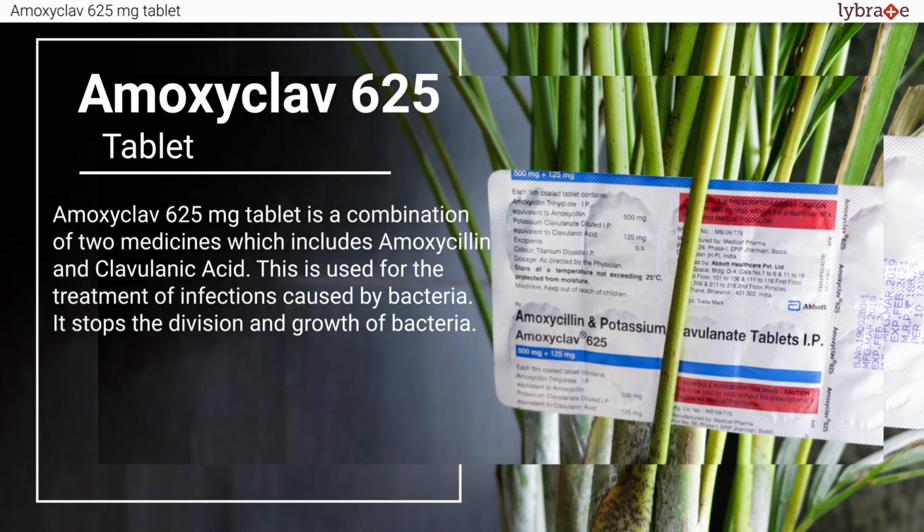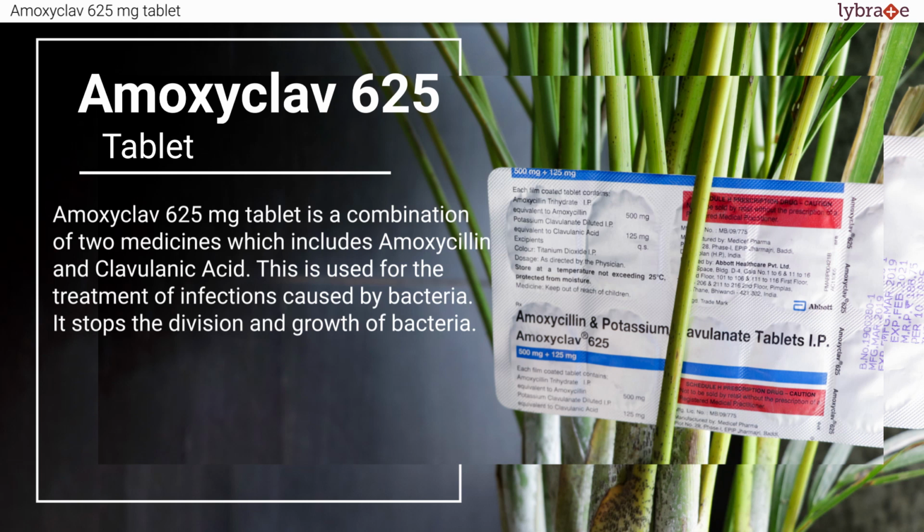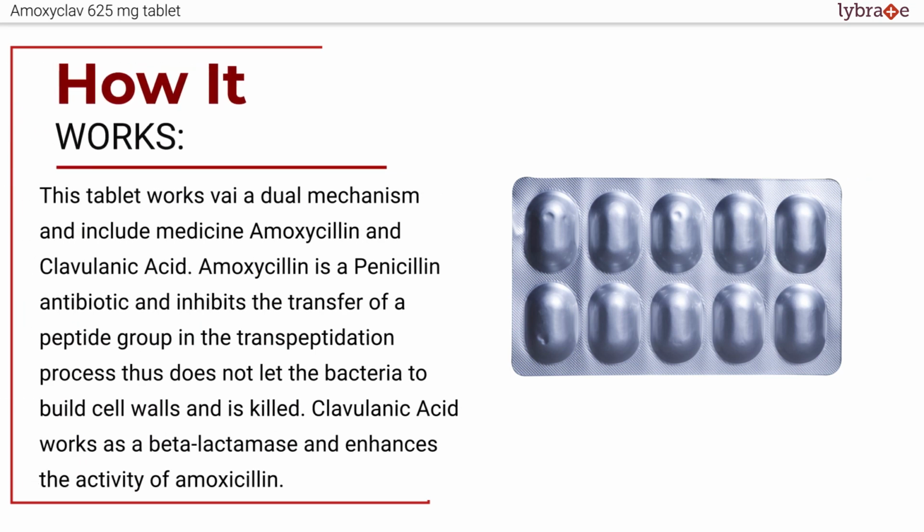Amoxyclav 625 mg tablet is a combination of two medicines which include amoxicillin and clavulanic acid. This is used for the treatment of infections caused by bacteria. It stops the division and growth of bacteria. This tablet works via a dual mechanism and includes the medicines amoxicillin and clavulanic acid.